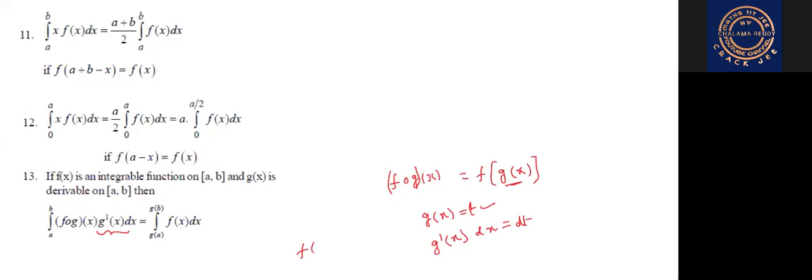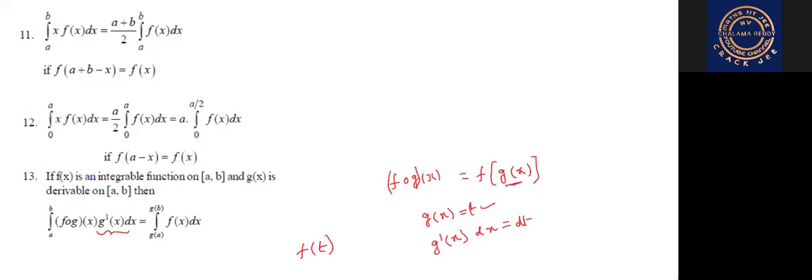F circle g of x, we can write f of g of x. Suppose here g of x is equal to t. What is the differentiation here? g dash of x dx is equal to dt. So the function is going to change. In place of g of x, substitute t, and we get f of t.